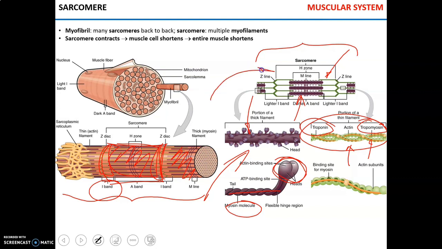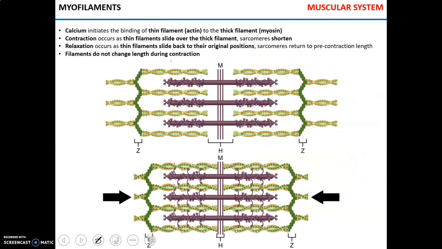Now, if you look at the structure of the sarcomere here, you can recognize that when thin filaments slide against the thick filaments, moving to the center essentially, the sarcomere shortens, the entire myofibril shortens. Myofibrils shorten, the cell shortens. When the cell shortens, the entire muscle shortens. So this is how the sliding filament model works.